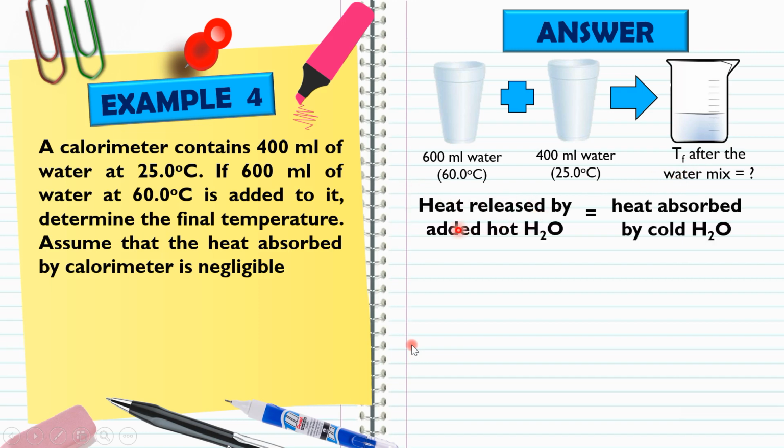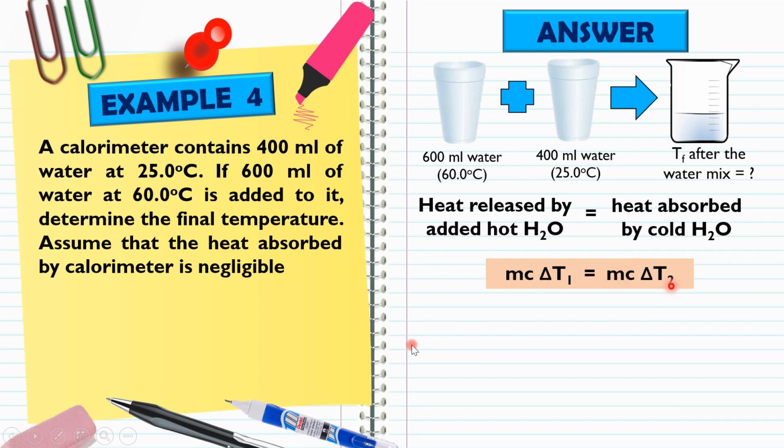First you have to write down the statement. Heat released by the added hot water: hot water will release heat, whereas the cold or normal water will absorb the heat released by the hot water. So therefore, we get this formula: MC delta T1 equals MC delta T2. M here is the mass of hot water. C here is the specific heat capacity of water, which is already included in the list of selected constant values, so you can refer to that. M here is the mass of cold water, 400. And C here is the specific heat capacity of water.